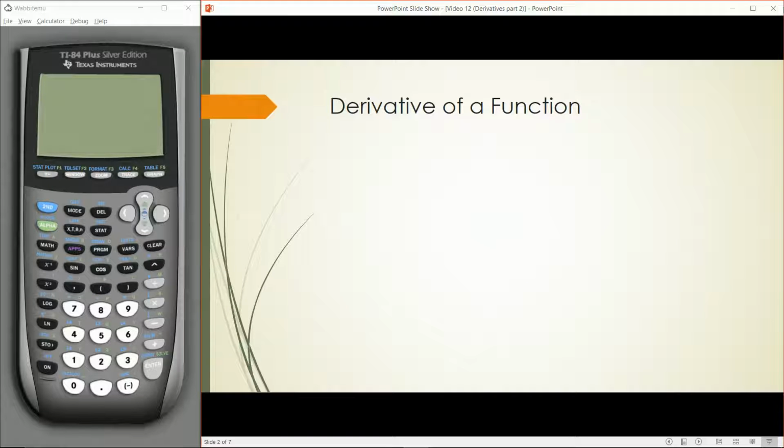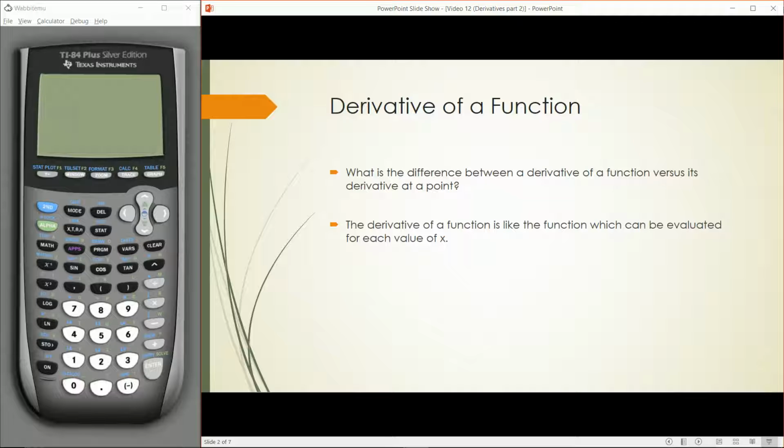So, for finding the derivative of a function as a whole, there's only one real difference. When you were evaluating the derivative at a point, you were using a in the derivative setup. But now we'll just have regular x.